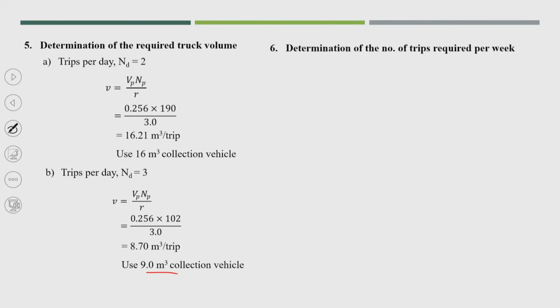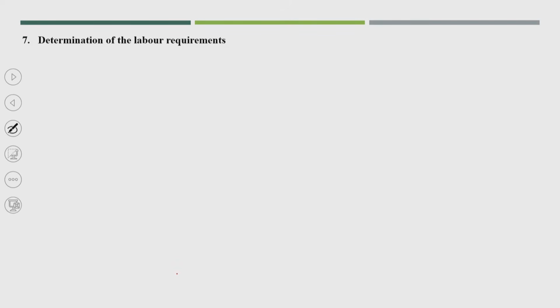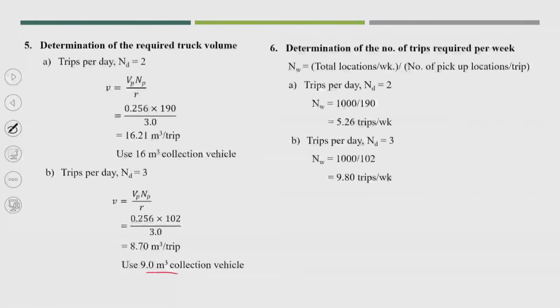Now, we can calculate the number of trips required per week, that is the NW value. So, the total locations per week and number of pickup locations. For ND2, 5.26 trips per week is coming out, and for ND3, 9.8 trips per week. So, from that we can calculate the labor requirement. In that case, we can take this value 5 and this we can take 10.